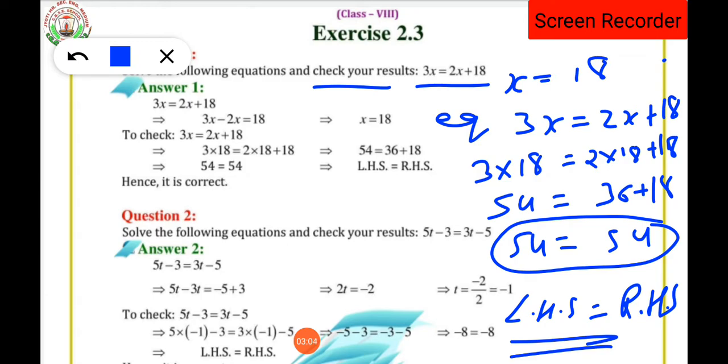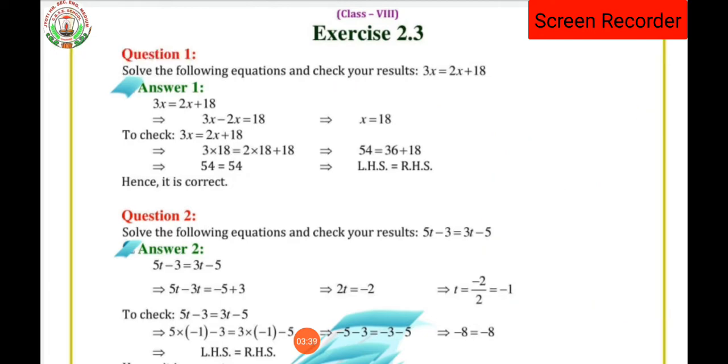What we have to do first is find out the value of the unknown variable. Either it will be x, y, z, any variable which is given in the question, that variable's value we have to find out. After finding the value of that particular variable, we have to substitute the same value in the same equation. That is only our checking part. When LHS and RHS both are coming equal, that means our answer, that is x equals 18, is correct. Clear up to here?